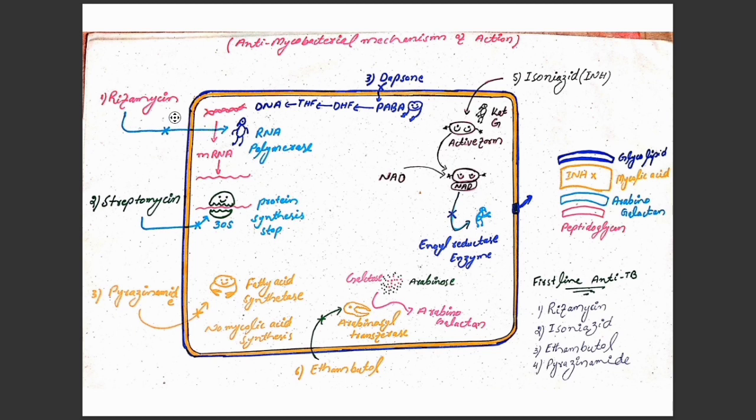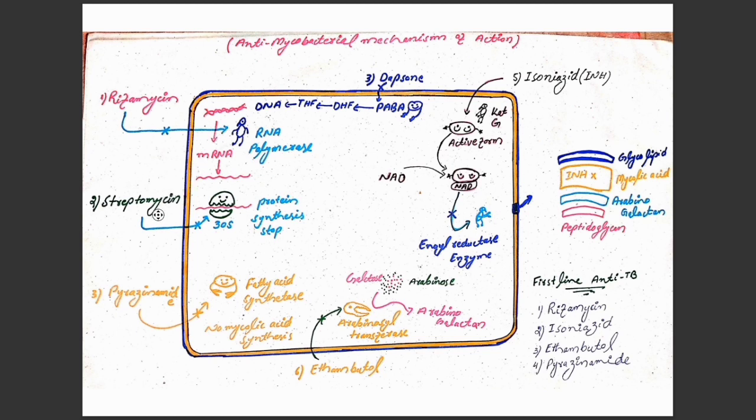The first one is rifampicin. Inside the bacteria, there is DNA, and the DNA is converted into messenger RNA with the help of an enzyme called RNA polymerase. This enzyme produces messenger RNA from the DNA, and then the messenger RNA is used to synthesize protein with the help of ribosomes. But rifampicin blocks the RNA polymerase enzyme, and when the RNA polymerase enzyme is blocked, no messenger RNA will be synthesized, and thus no protein synthesis will occur. Okay. So this is the mechanism of action of rifampicin.